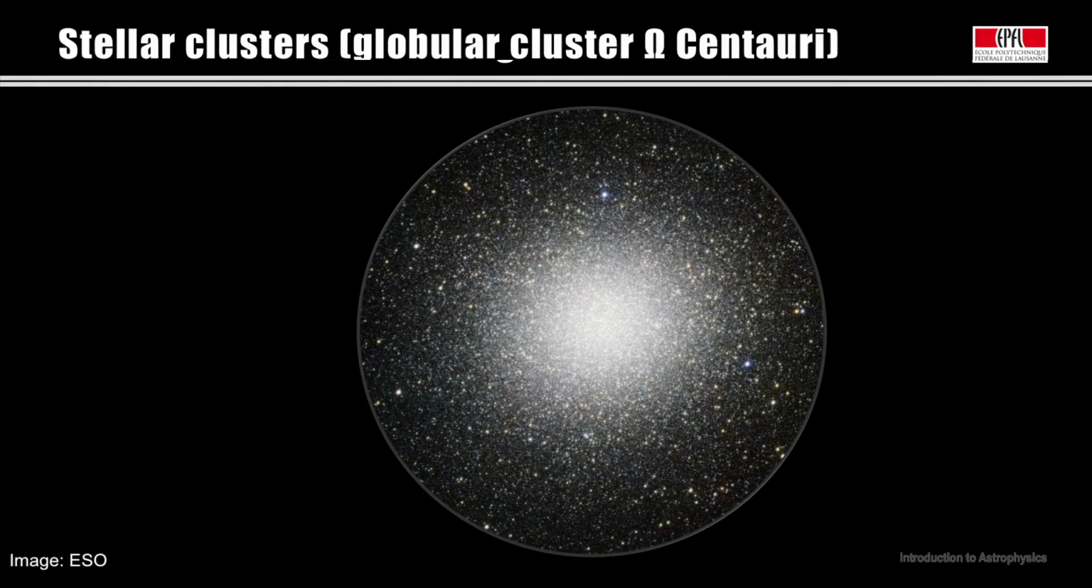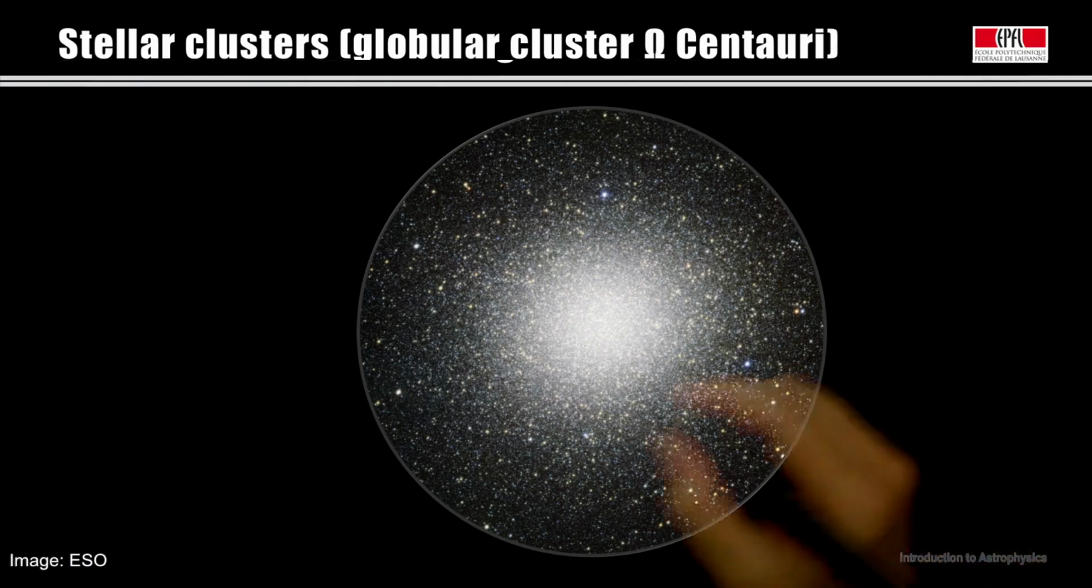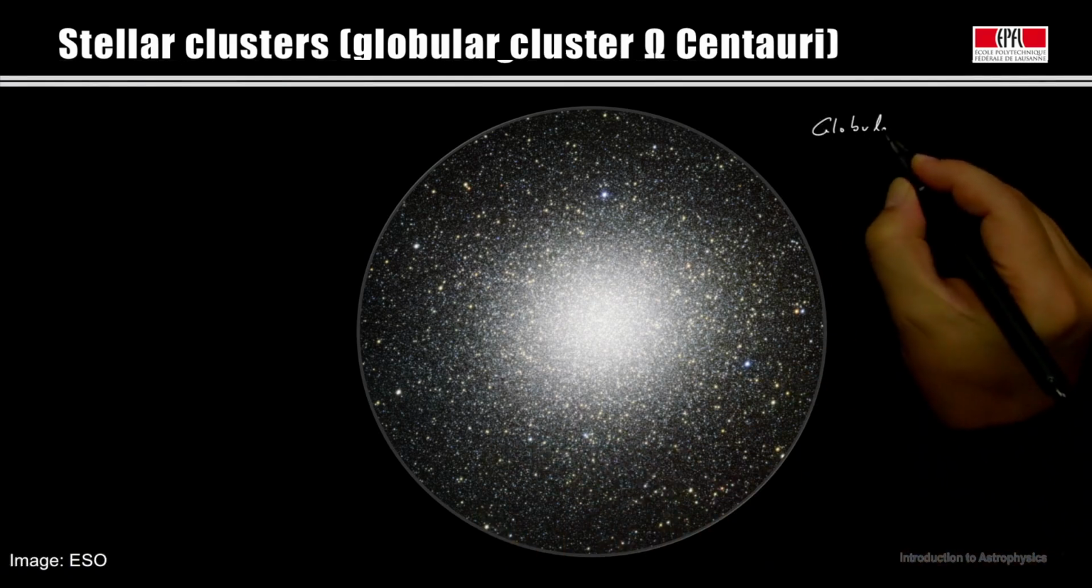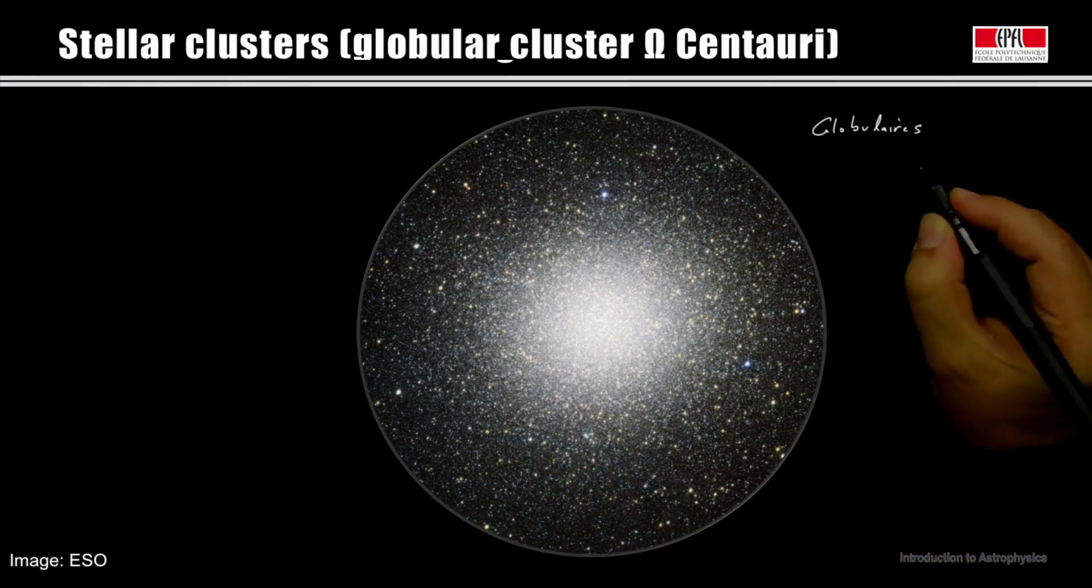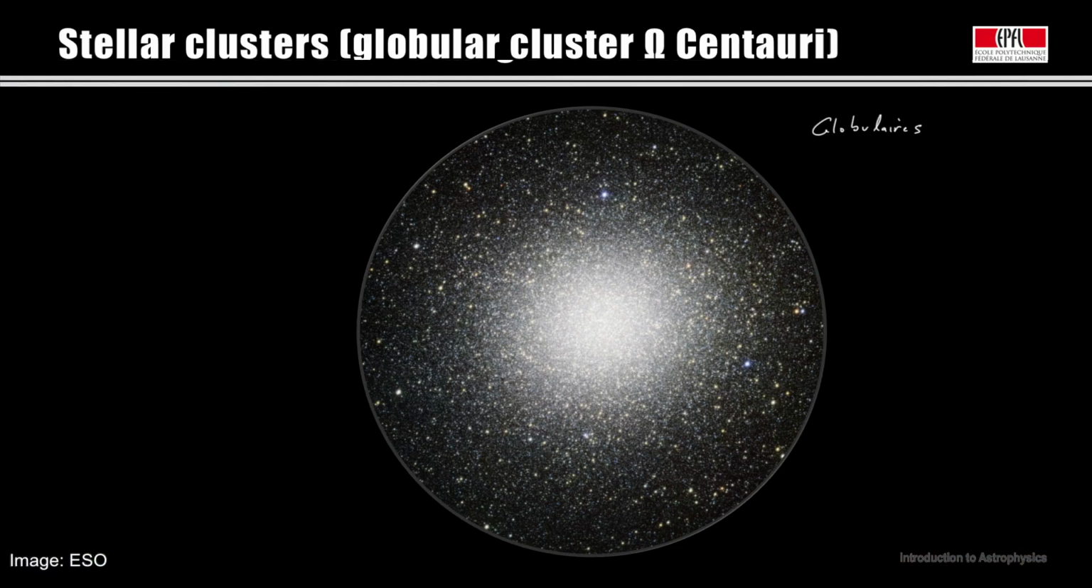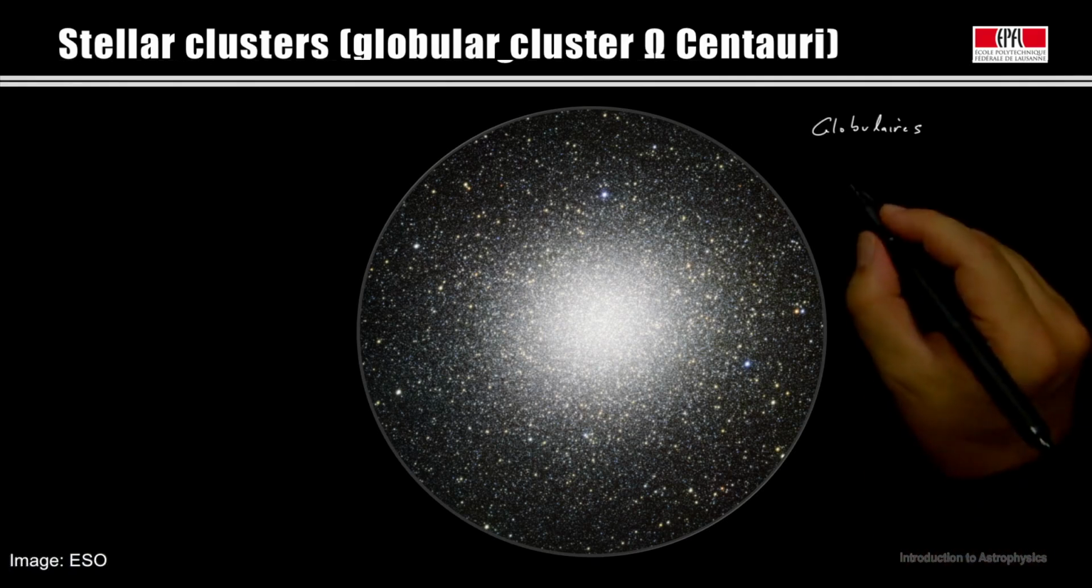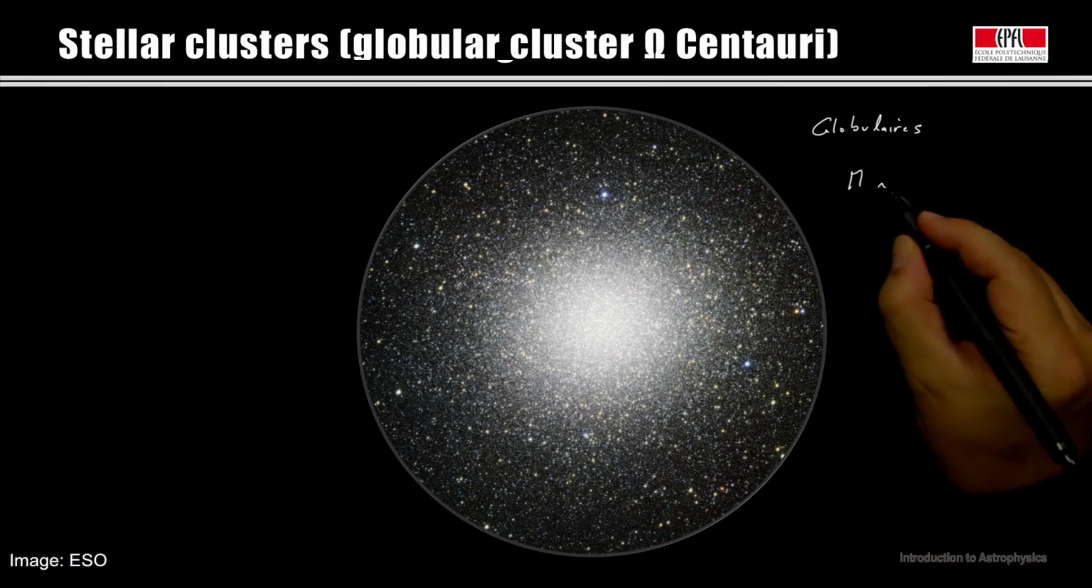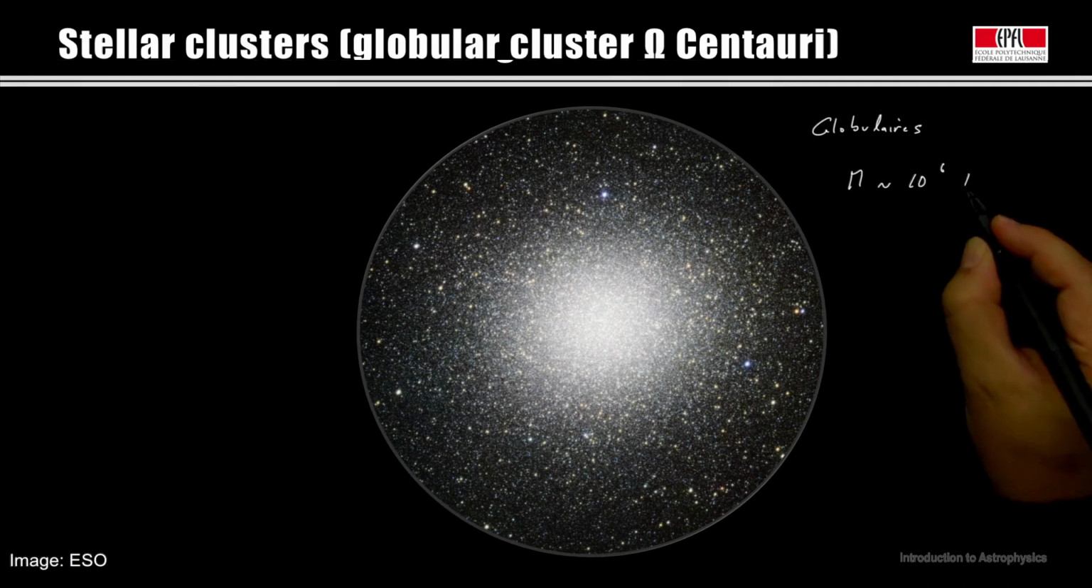In a galaxy like our Milky Way, we find young stellar clusters, open clusters, and non-open clusters, as well as globular clusters, such as this one here. A globular cluster is much more massive than an open cluster. The typical mass of an open cluster ranges from a few hundreds to a few thousand solar masses. The mass of a globular cluster is of the order of 10 to the 6 solar masses.